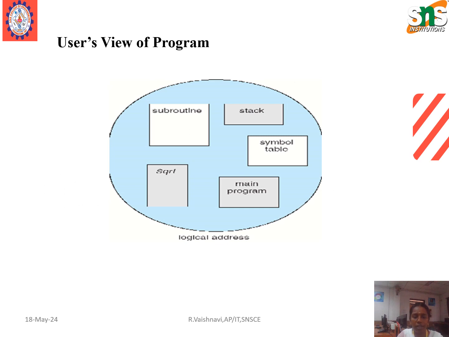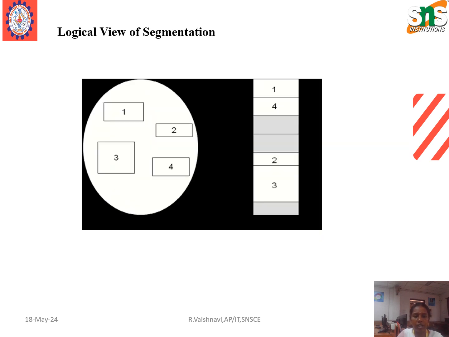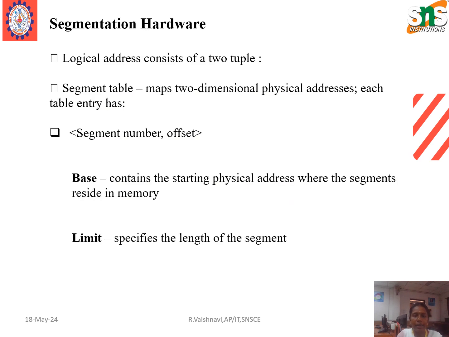Next, we have the user view of the program. Here, inside the logical addresses, we have the main program, symbol table, stack, and the subroutines. Next slide is the logical view of segmentation. In the logical view we have the frame table. It shows the allocation of the table.